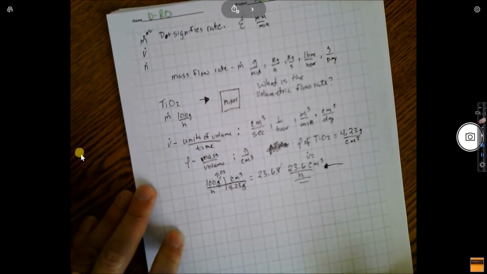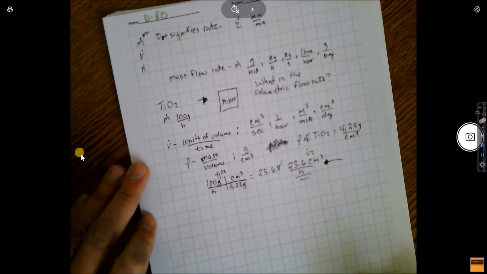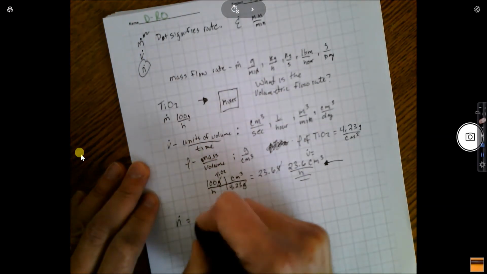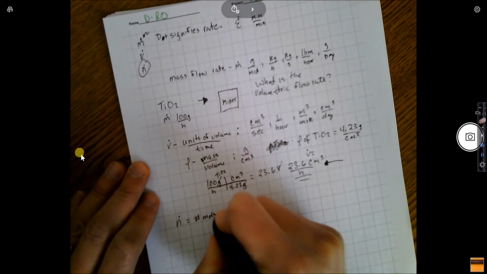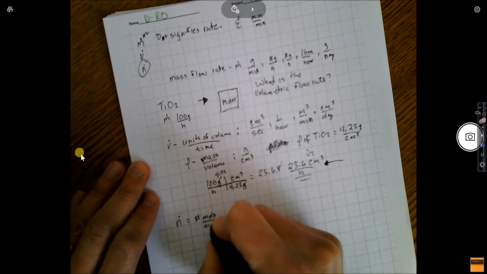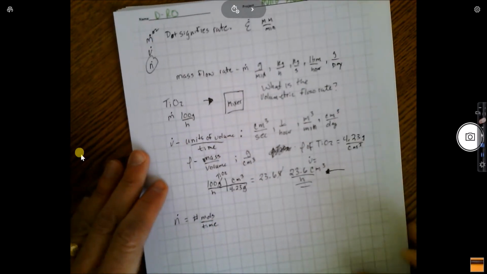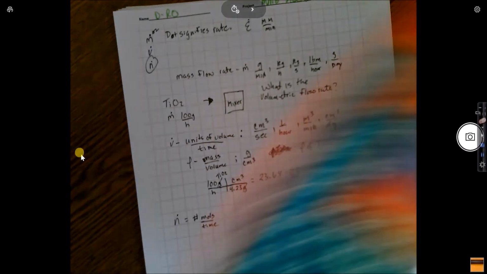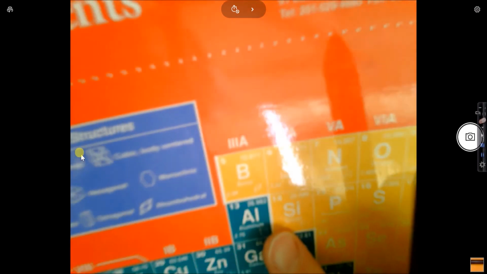Now, the next flow rate that we're interested in is molar flow rate. Okay, so N with a dot on top is number of moles per time. Okay, so let's take the example of aluminum. And in some countries, it's aluminium with a different spelling, but in the United States, it's aluminum. So if you look at my handy dandy periodic table provided by EDAX, makers of fine X-ray detectors, and you can't really read it. My camera's not the most premium camera.